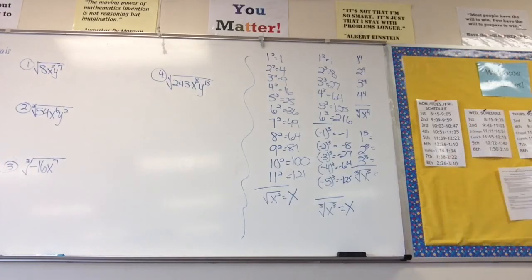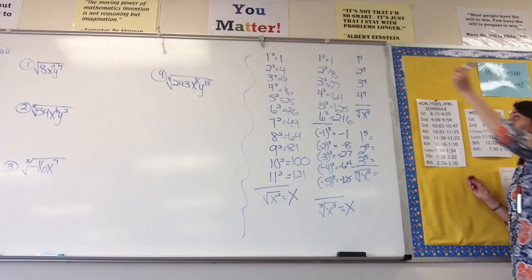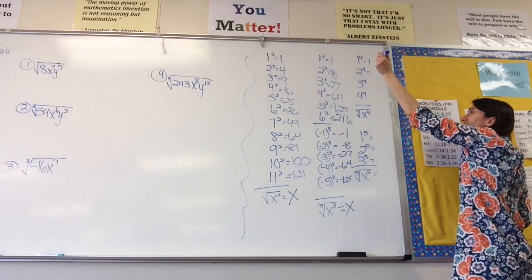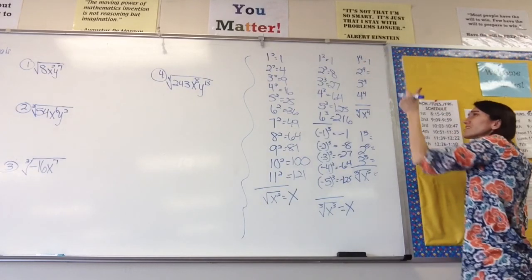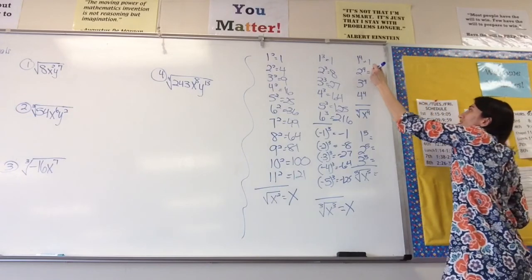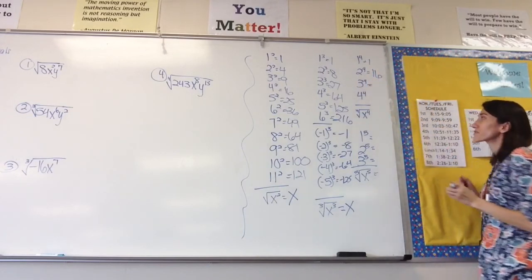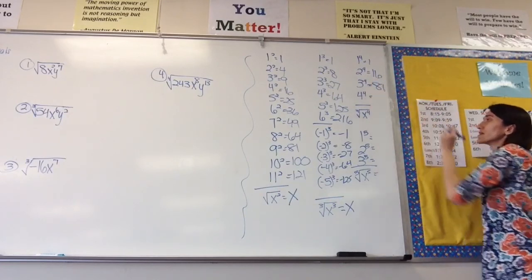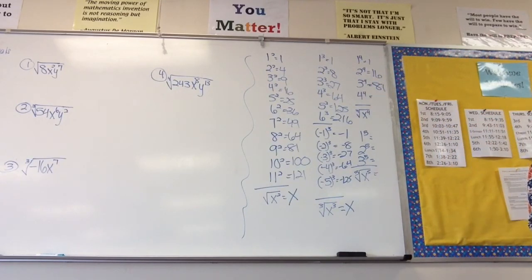Okay, let's go to the fourth powers. 1 to the 4th is? 1. 2 to the 4th is? 16, since it's 2 times 2 times 2 times 2. 3 to the 4th? 3 times 3 is 9, 27, times 3 is 81. 4 to the 4th: 4 times 4 is 16, times 4 is 64, times 4 is 256.